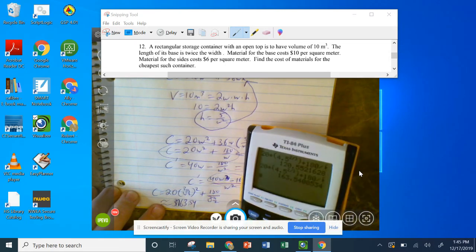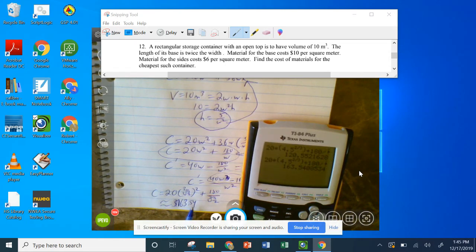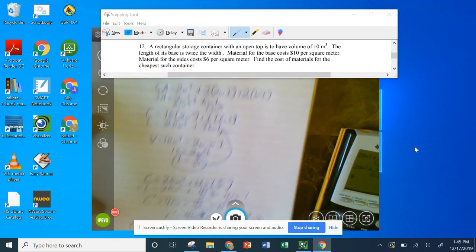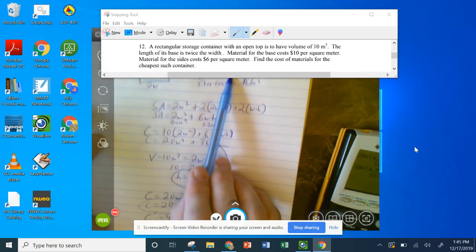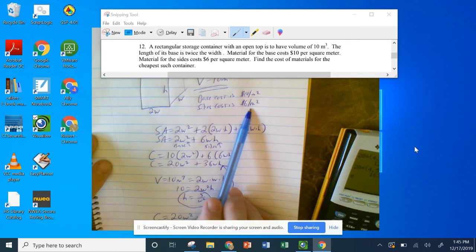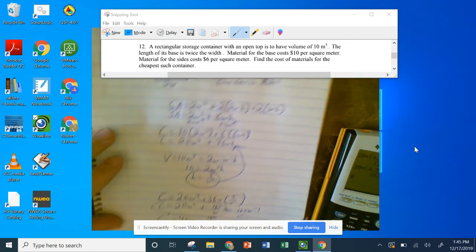163.54, double check, yeah. That's the minimum cost for a box with an open top that charges you $10 per square meter for the base and $6 per square meter for the sides. That's how you would solve one like that.